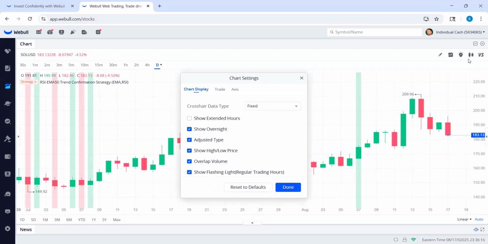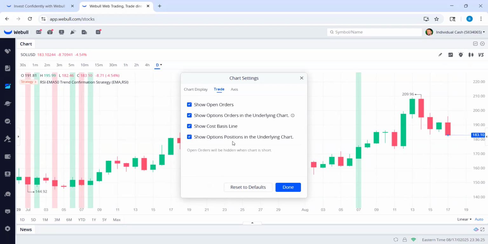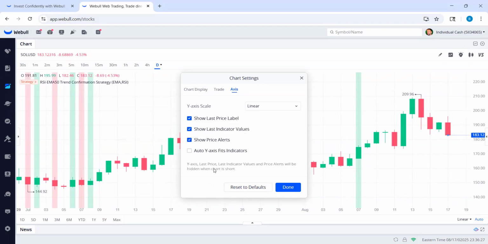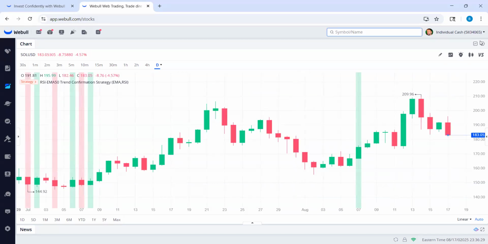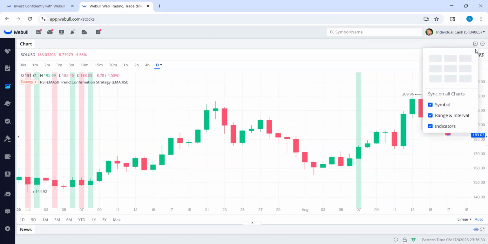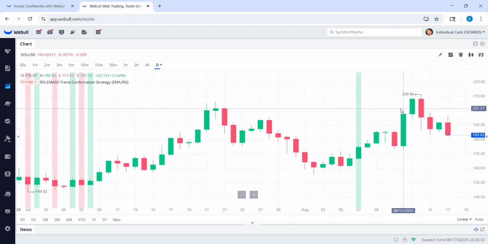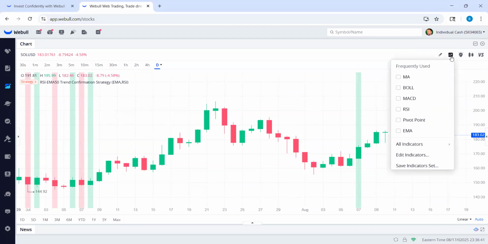If you go over here to the top right, click this right here. These are my settings for Webull. They're all my settings right here. So in order to chart this, we're going to use three simple things.